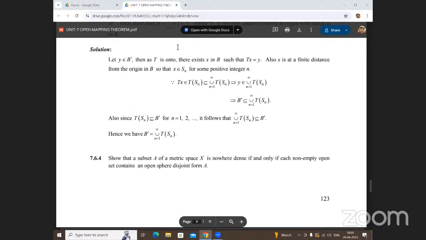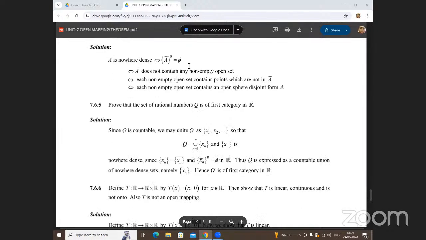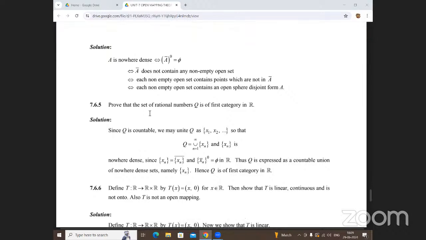Okay, students, 7.6.3 is sometimes given here. There is no problem, that is the simplest part. Now 7.6.5. The maximum number of times this question is given in the short answer questions: the set of rational numbers Q is of the first category in the set of real numbers R. We have already discussed this problem in first year real analysis.